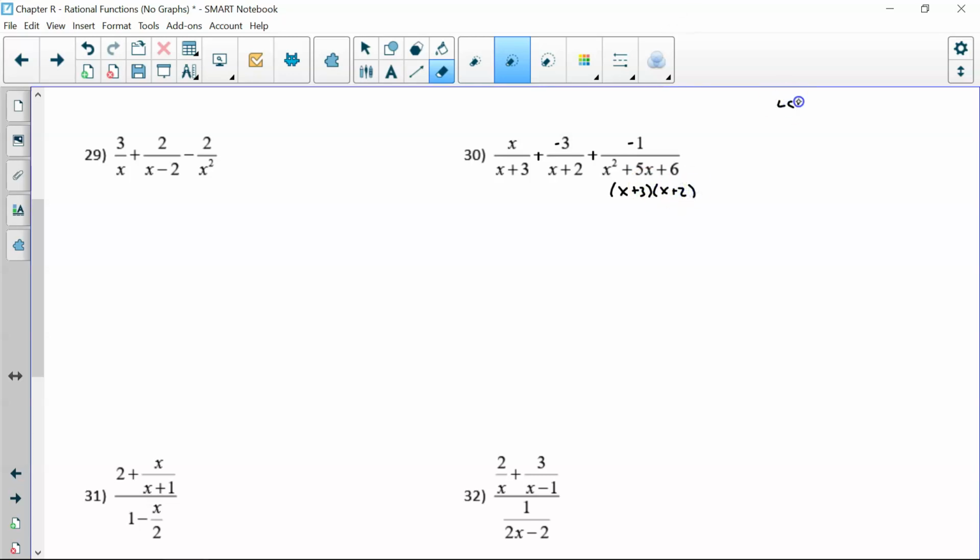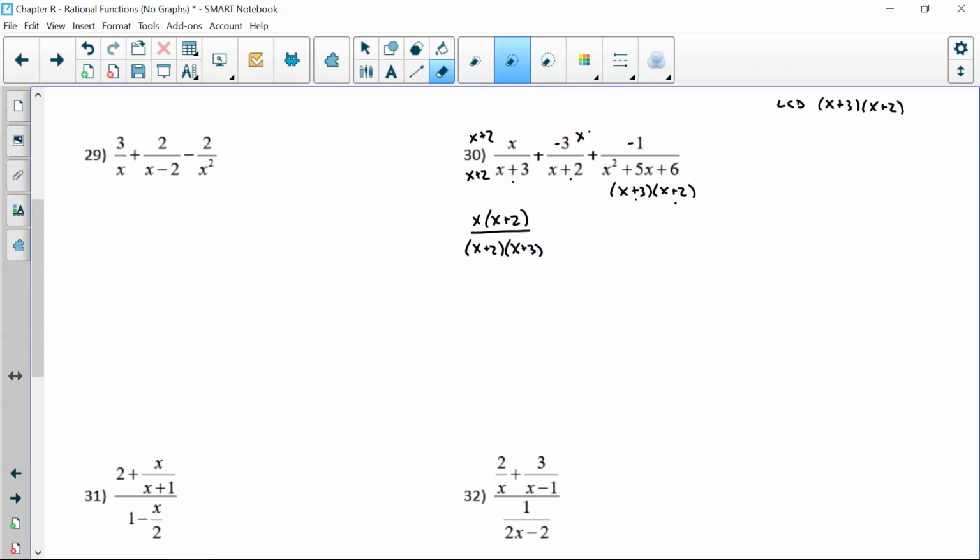So for our LCD, we need an x plus 3. And now that takes into account this one and this one. Then we need an x plus 2. This one and this one. So all of our denominators are accounted for. First fraction, I multiply by x plus 2 over x plus 2. So I get x times x plus 2 over x plus 2, x plus 3.